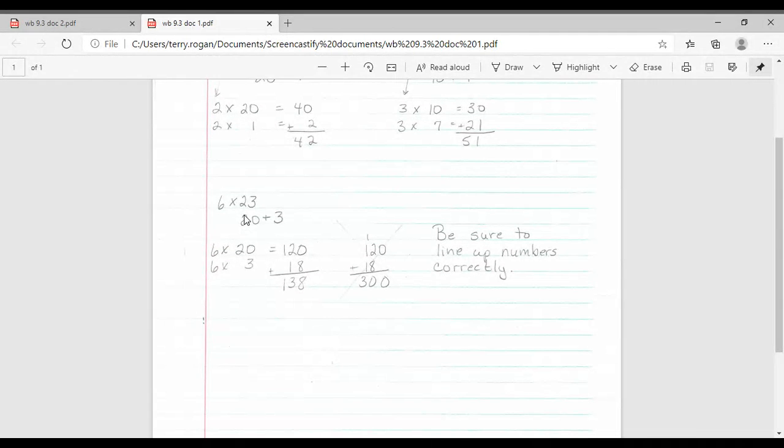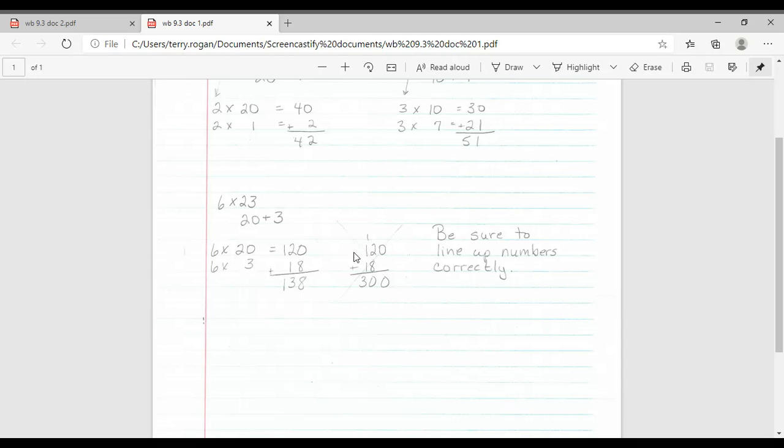This problem right here, you're going to split apart the 23 into 20 plus 3, and you're going to multiply each part of it by 6, because you can do this part pretty much in your head. So 6 times 2 is 12, add a 0 for 120, and 6 times 3 is 18, and then you add them up and you get a total of 138.